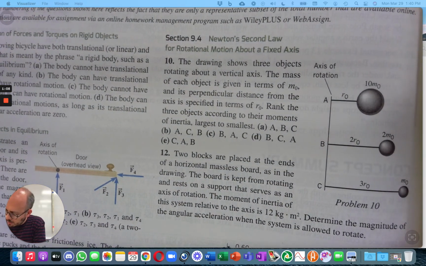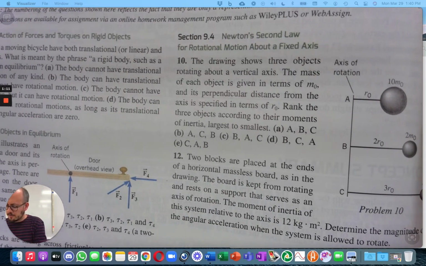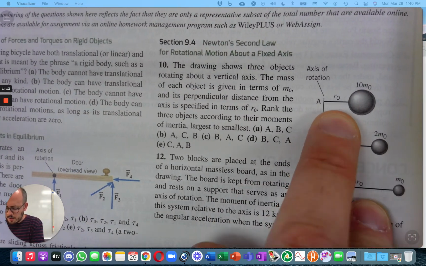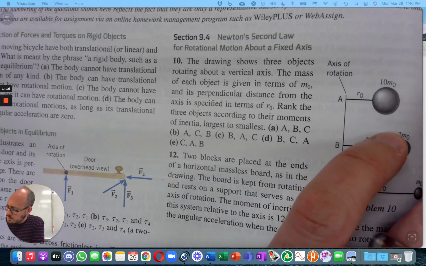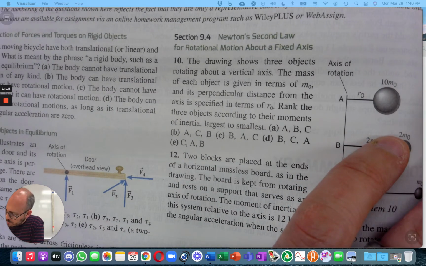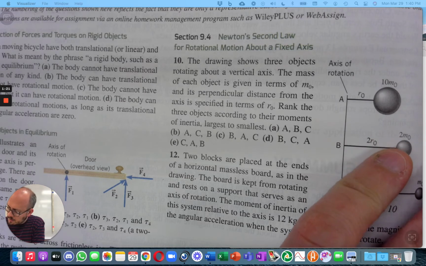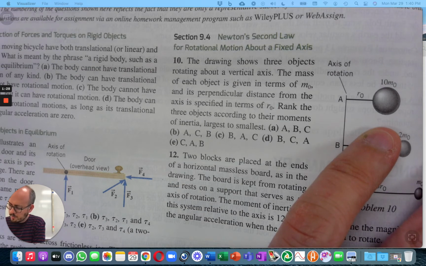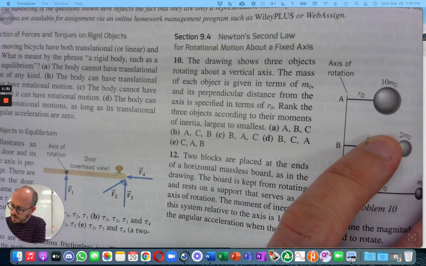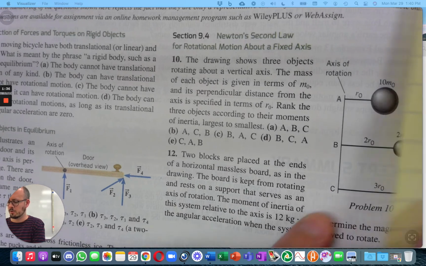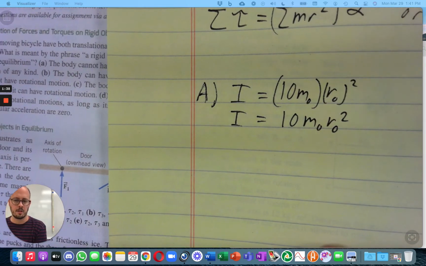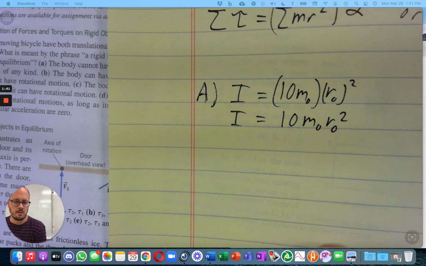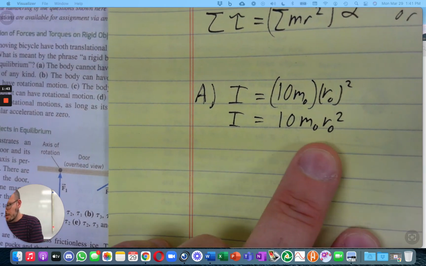So for object A, it has a radius of r naught and a mass of 10. And so the moment of inertia for that one is going to be 10 m naught times r naught squared. So really, when I simplify that, it's just 10 m naught r naught squared. So that's the work that I would show for that one. Pretty simple.